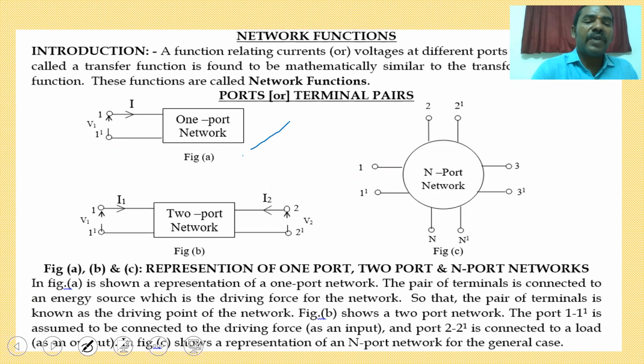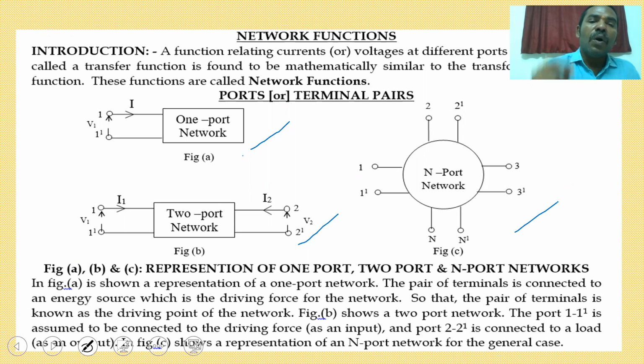So two port network means two pairs of terminals, 1 dash is one pair, 2 dash is another pair, connected to a rectangular hollow complex network. So for an n port network, n terminal pairs are there, 1 dash, 2 dash, 3 dash, n dash, then you can call it an n port network.